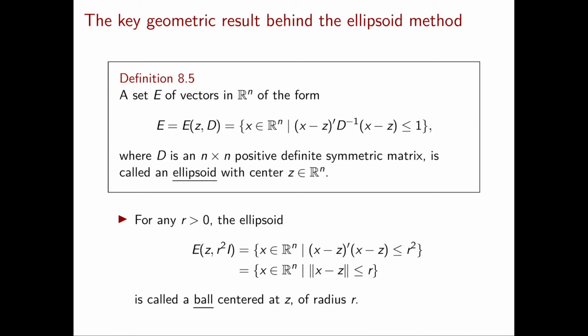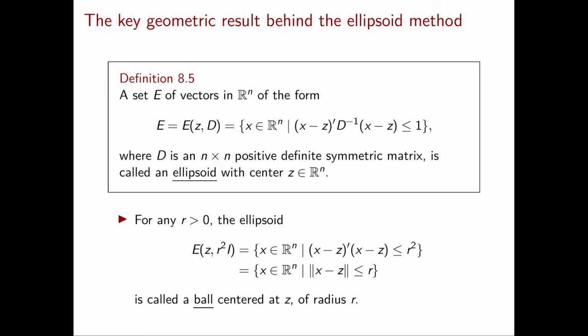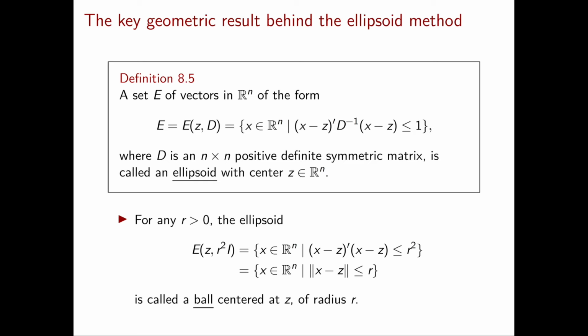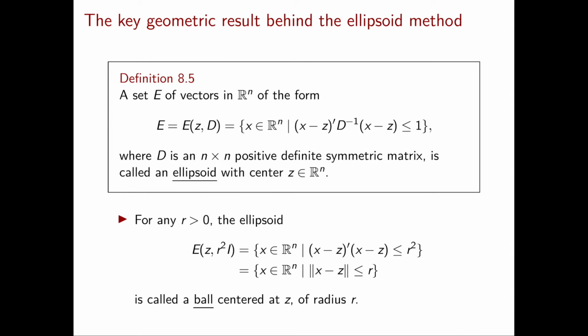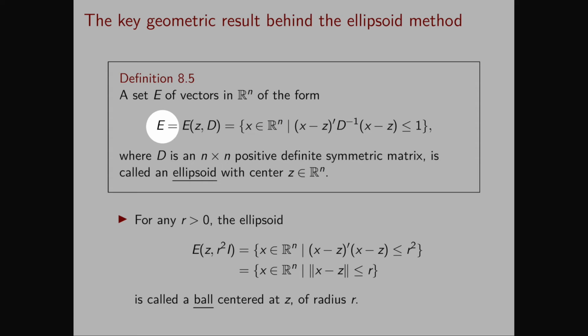Now we are finally ready to define an ellipsoid. An ellipsoid is a set of vectors in R^n that satisfy (x − z) transpose D inverse (x − z) ≤ 1, where D is a positive definite symmetric matrix and z is a vector in R^n which is called the center of the ellipsoid. We denote this ellipsoid by E(z, D) or simply by E.